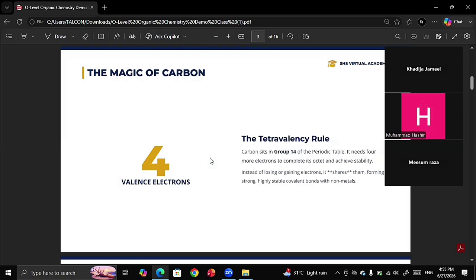First is the tetravalency rule. As we know, in the second shell we need 8 electrons to be stable. But carbon has a total of 6 electrons. 2 are in the first shell, and 4 are in the second and outermost shell. So it needs 4 electrons to be stable. It has two options: either it takes 4 electrons from another element or donates its electrons. But what it does is share its 4 electrons with other elements and make a covalent bond. And a covalent bond is the mutual sharing of electrons.